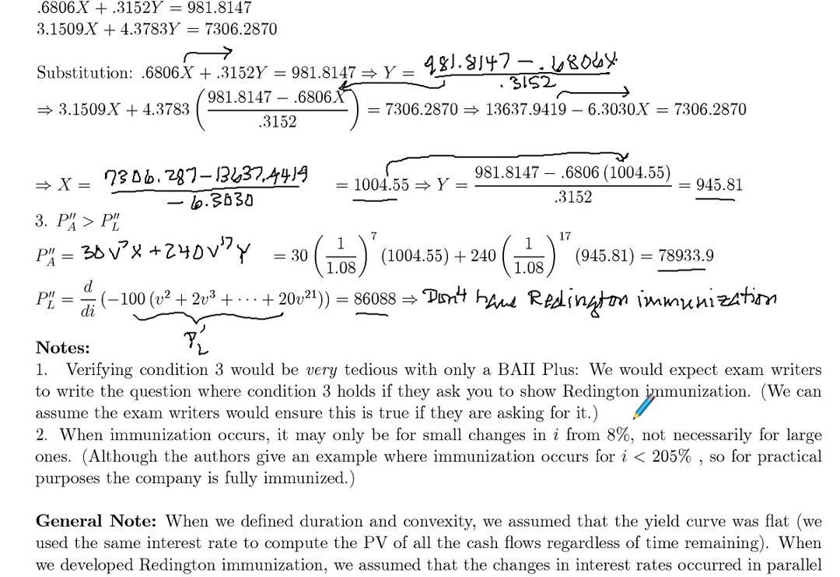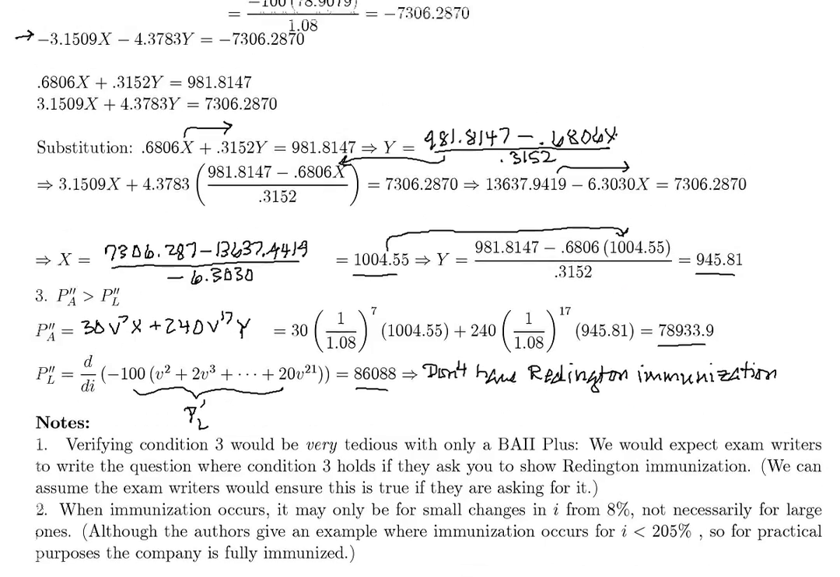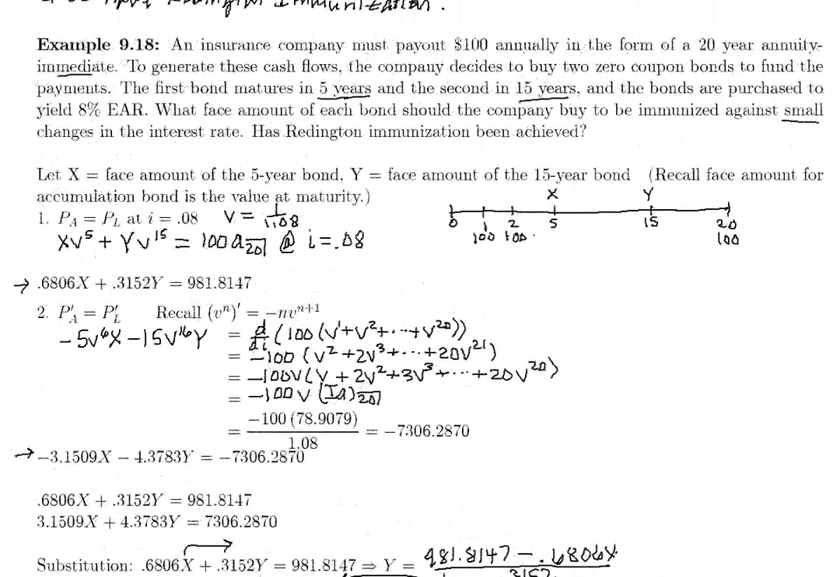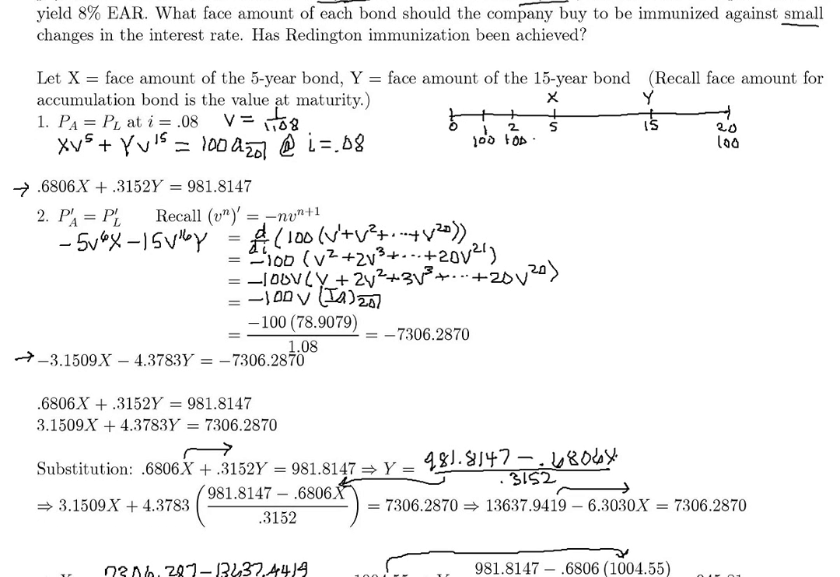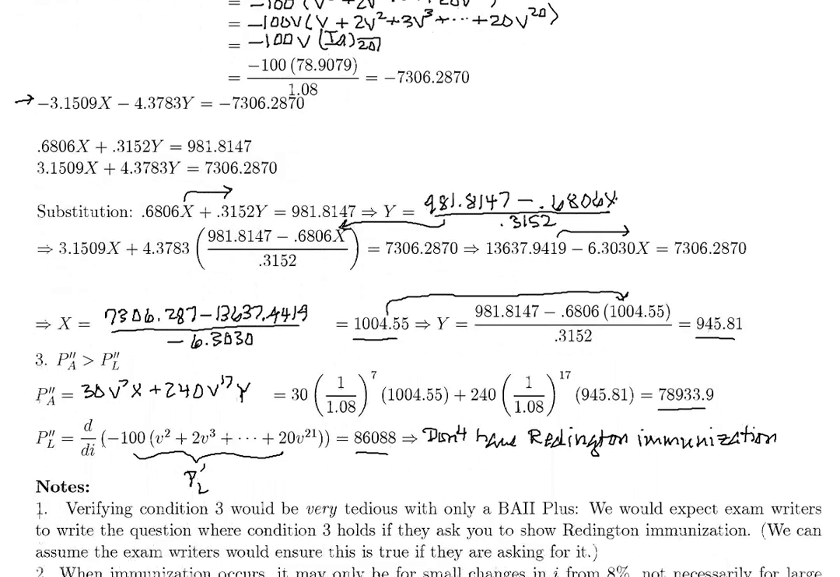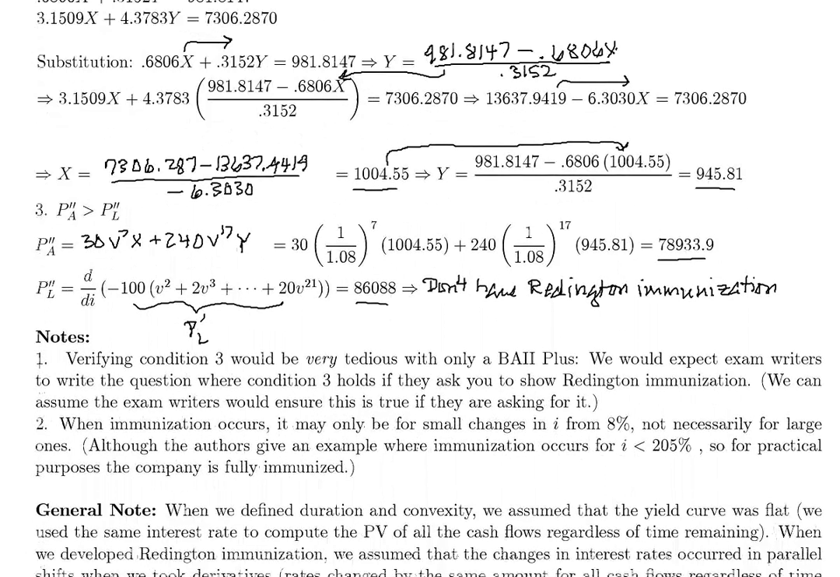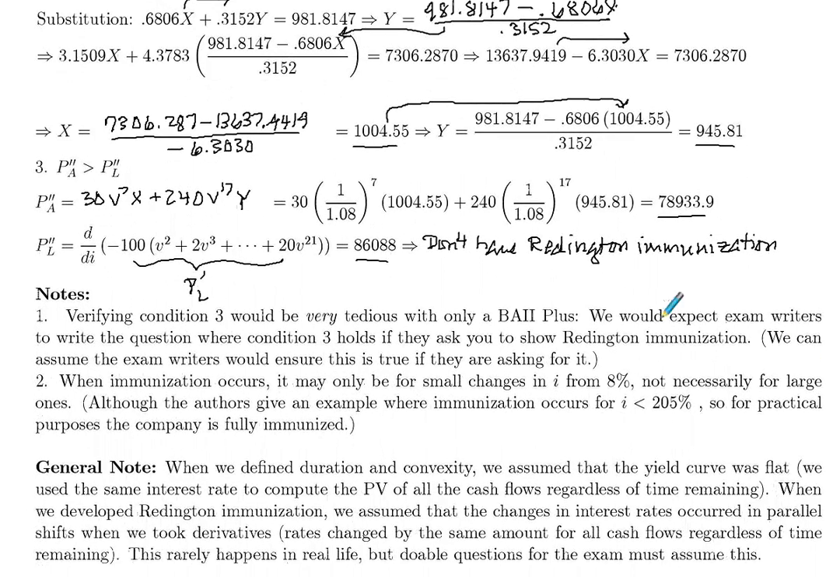Now, what that means then, if we go back up here and look at the question, is: what face amount of each bond should the company buy to be immunized against small changes? Well, the answer that we got is the amount that they should buy. The only problem is that it's not providing proper immunization. So we proceeded in the correct manner, but we couldn't get Redington immunization here.